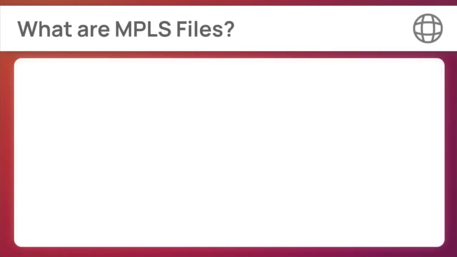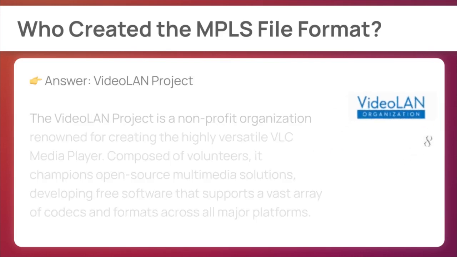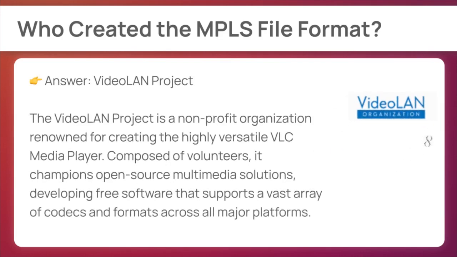An MPLS file is a Blu-ray disc playlist file that defines the playback sequence of video clips on a Blu-ray disc. It specifies which M2TS video streams to play, their order, chapter points, and playback conditions according to the Blu-ray Disc Association's BDMV file system specification.